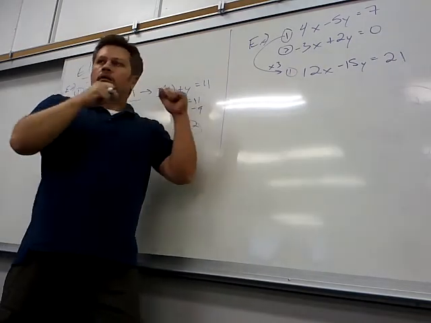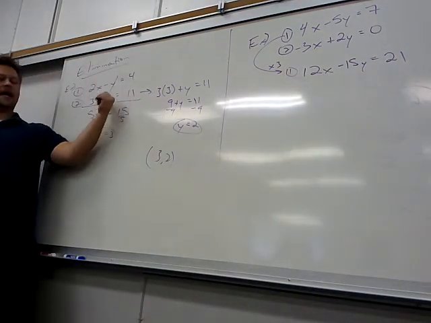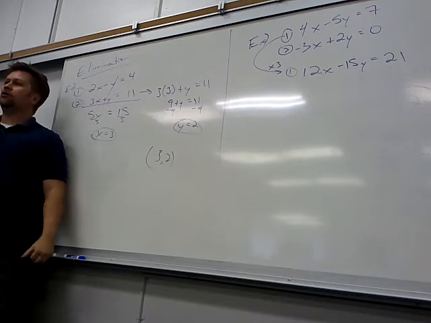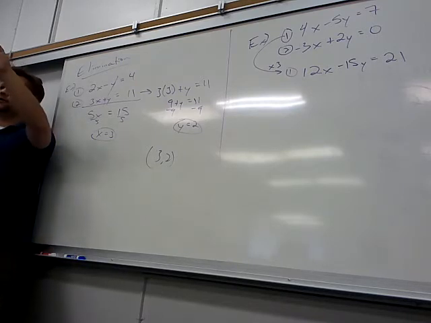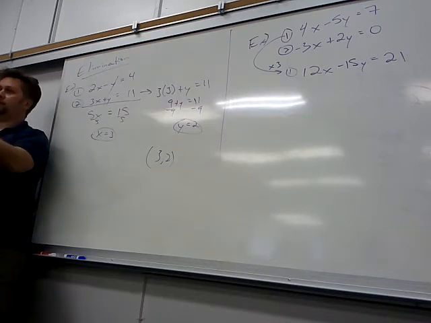When do you know when to do this? When you can't add them, when they don't fit? What was the whole point? Why did I add these? Because I knew something would cancel. I don't add them if nothing will cancel. I have to adjust them so that something will then cancel. I multiply one of them or both of them.